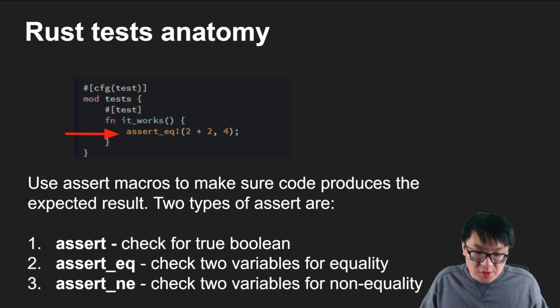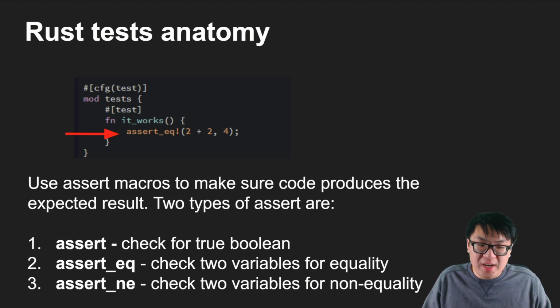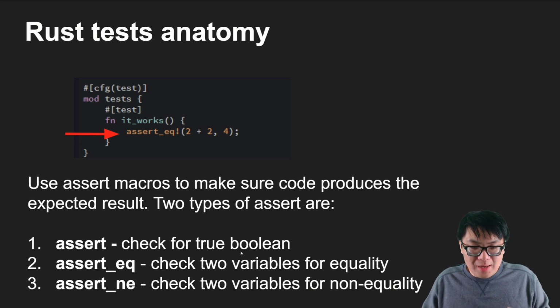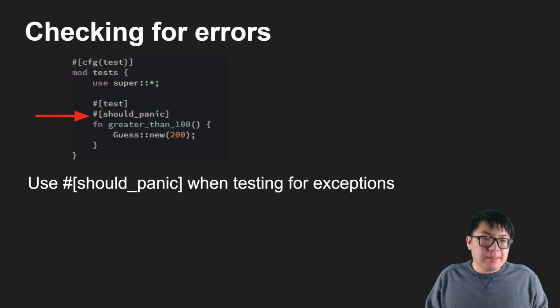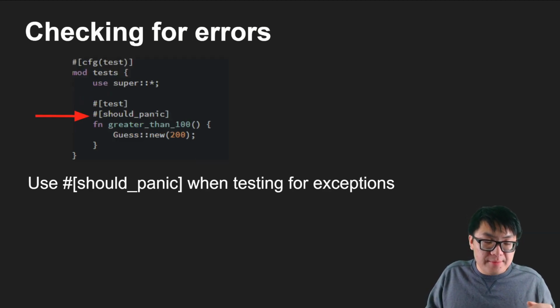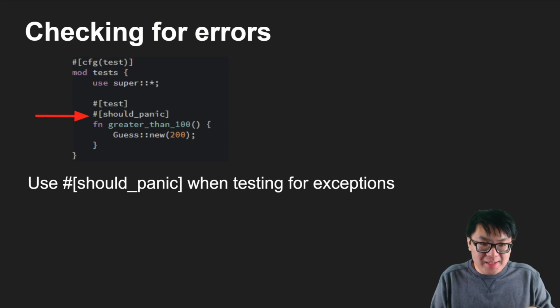There's a normal assert, which just takes in a Boolean, whether something is true or false. If it's true, it's fine. If it's false, you have an error. There's assert equal, which checks two variables that you pass it and makes sure they're the same. And its opposite, assert not equal, where we get two variables and make sure that they are not the same. Now, another thing that I'm going to show is there's also a functionality to check for errors. It's the should panic annotation.